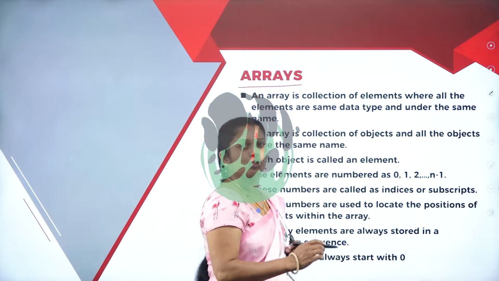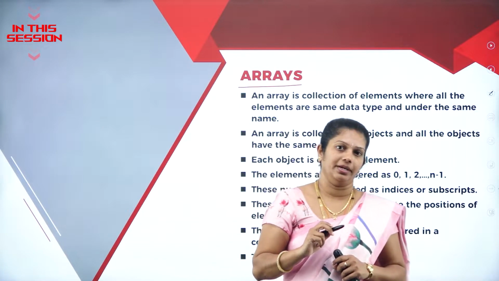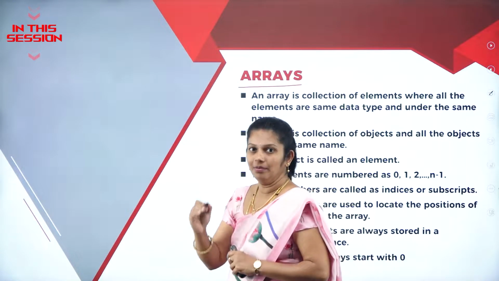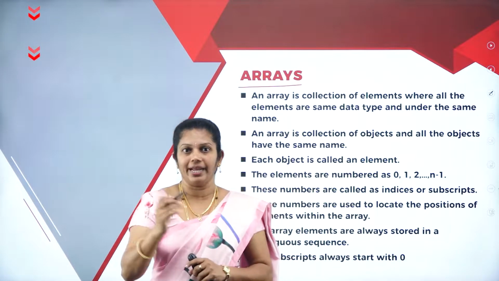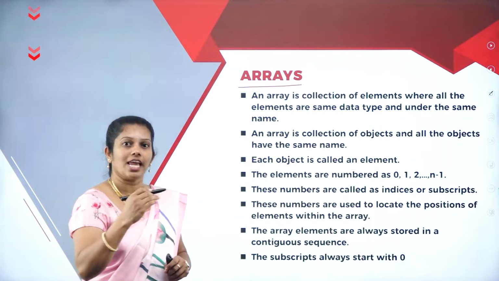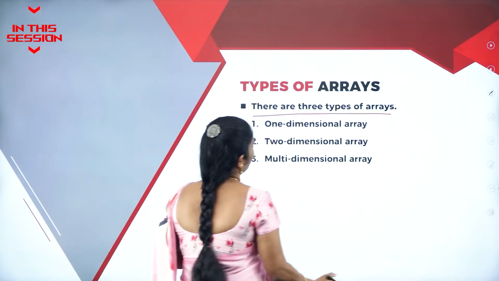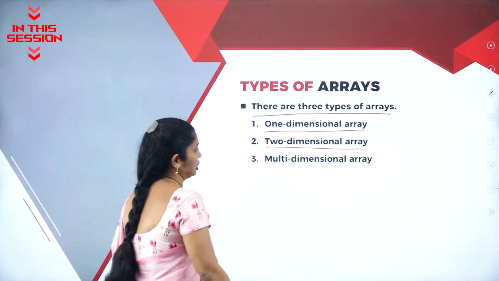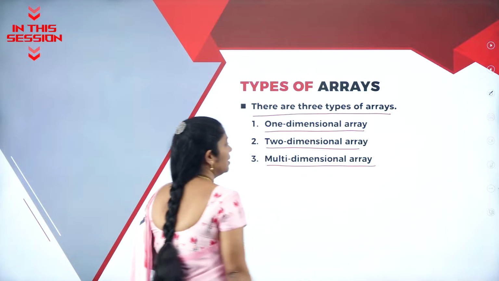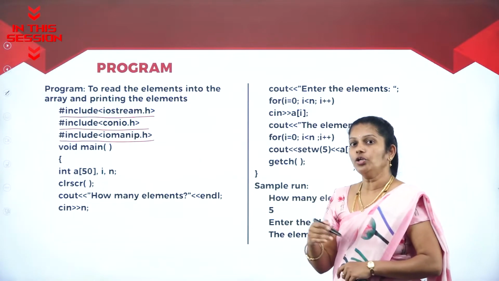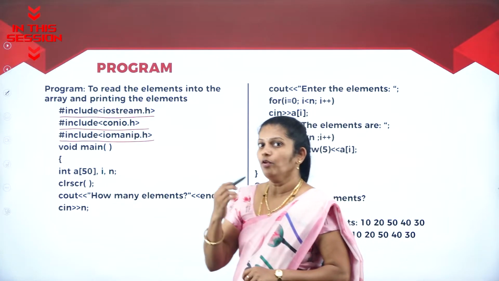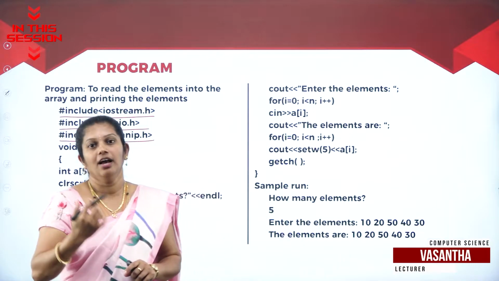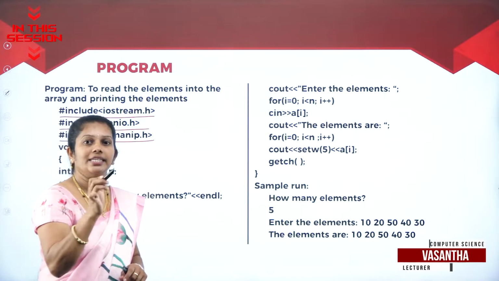An array is a collection of homogeneous elements, or we can say that it is a collection of elements having the same data type stored under the same name. There are three types of array: first, one-dimensional array; second, two-dimensional array; and third, multi-dimensional array. When you want to display the result, especially an array, we need some spaces in between. For that sake, we are using the setw function.